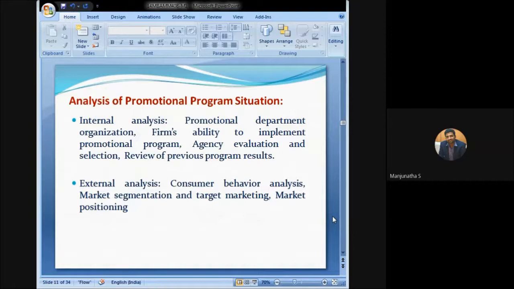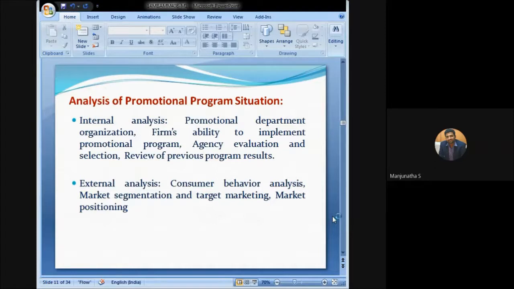The promotional department organizations, then the firm's ability to implement the promotional program, agency evaluations and also selections, review of previous program results. All this internally they have to do in marketing, especially in organizations relating to marketing. Internally they need to evaluate what they have done previously and what needs to be implemented in future. So all things need to be implemented, evaluated or analyzed from that perspective.